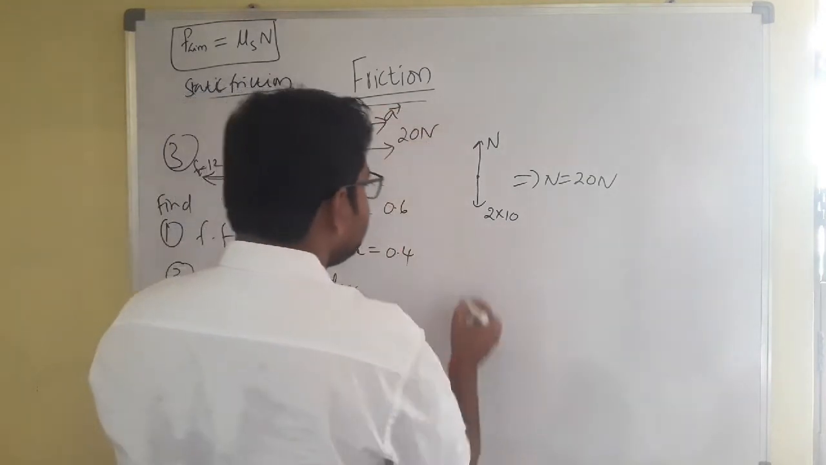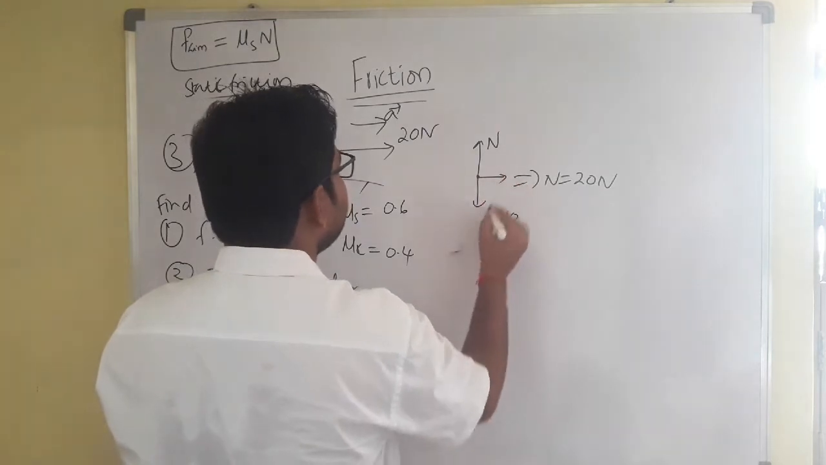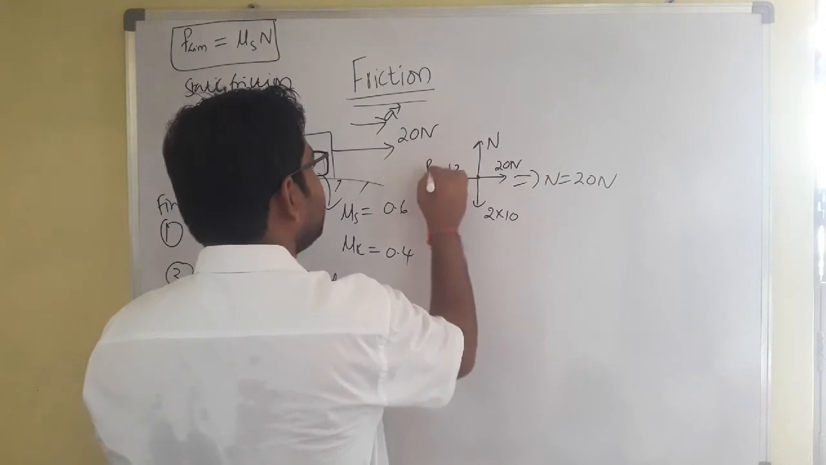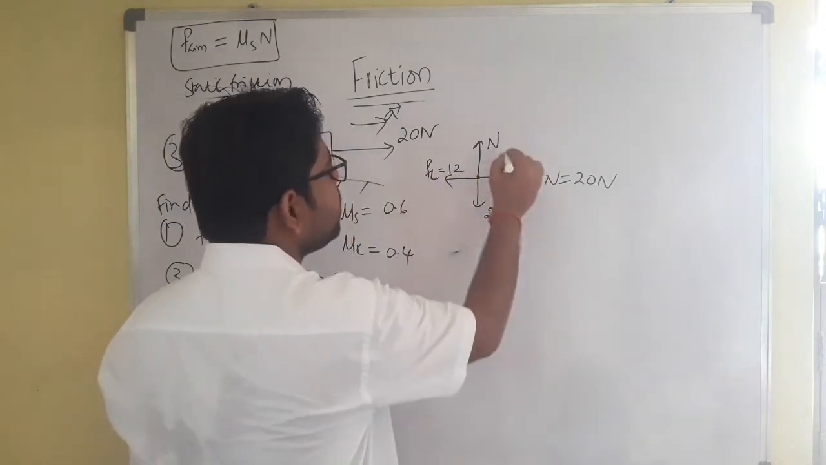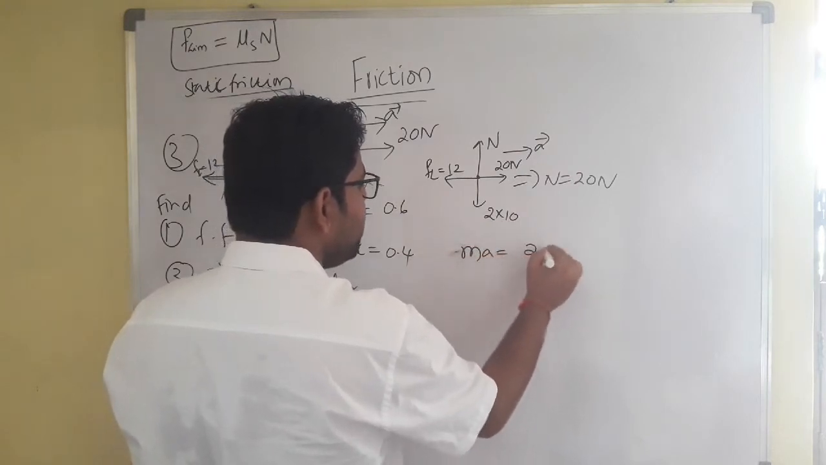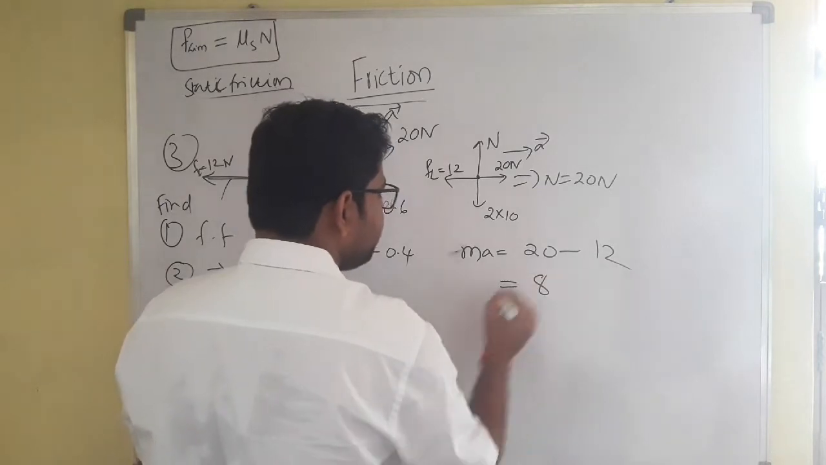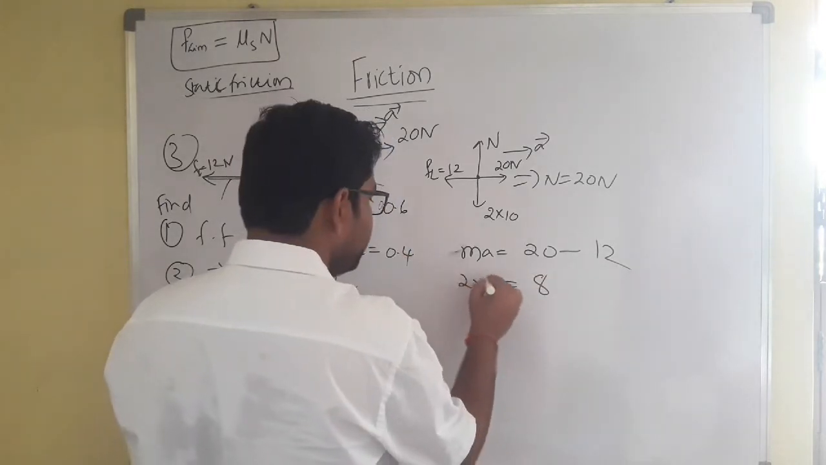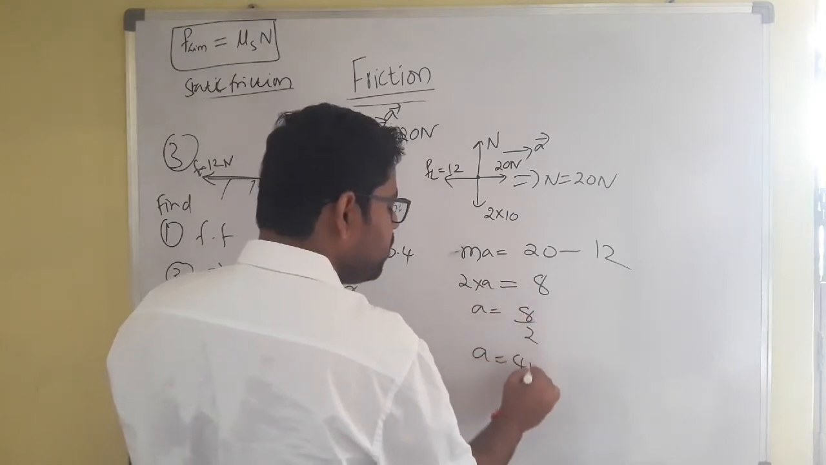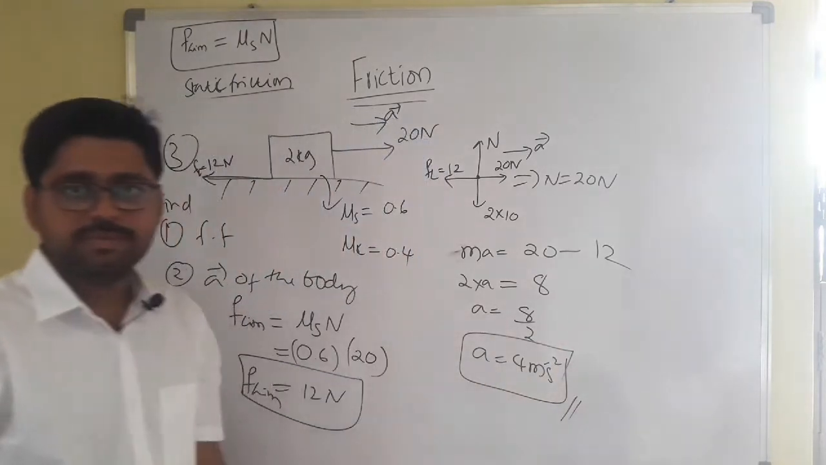How to find the acceleration? Take the free body diagram here. Here 20 Newton is applied, and here 12 Newton is applied, F limiting equal to 12 Newton. So motion is in this direction. So M into A is equal to 20 Newton minus 12 Newton. 20 minus 12 is 8 Newton and M is 2 kg. Acceleration we have to find: A is equal to 8 by 2, A is equal to 4 meter per second square.